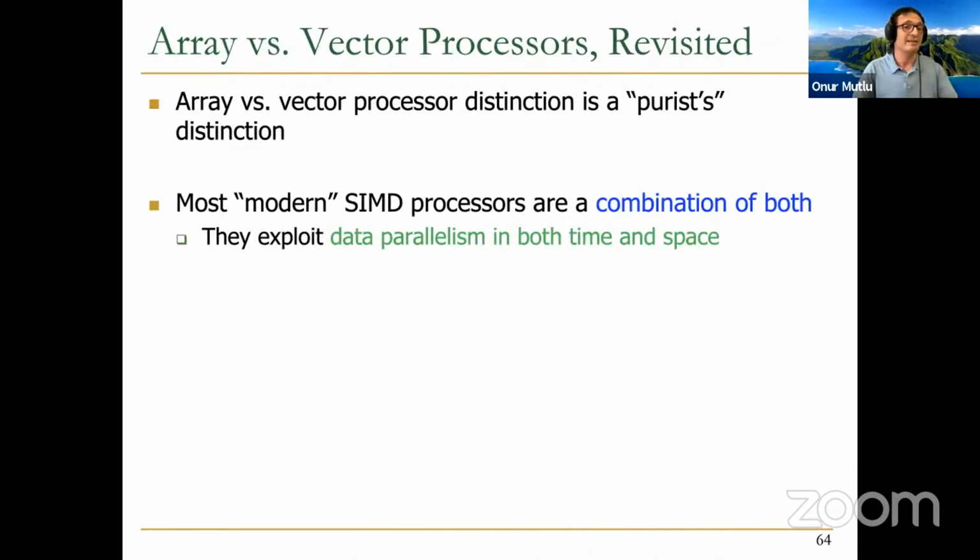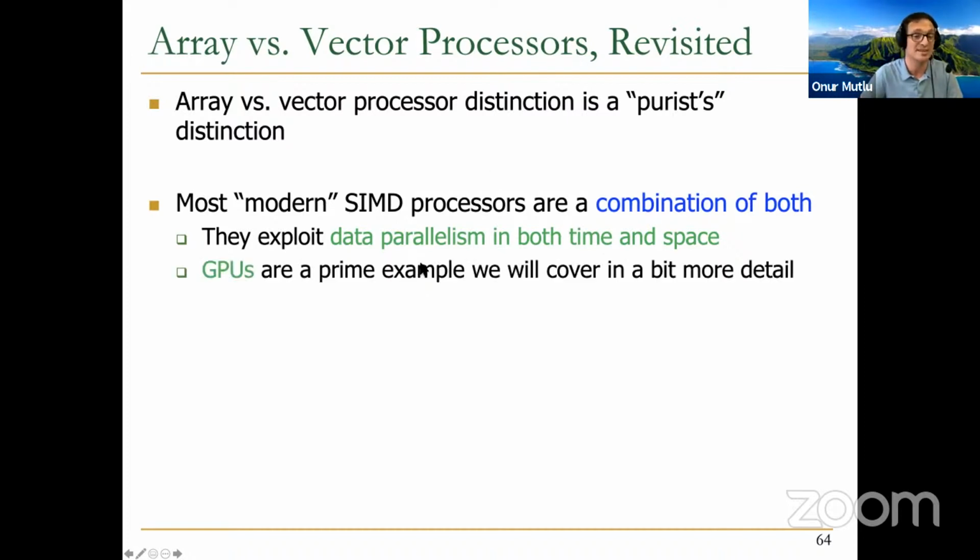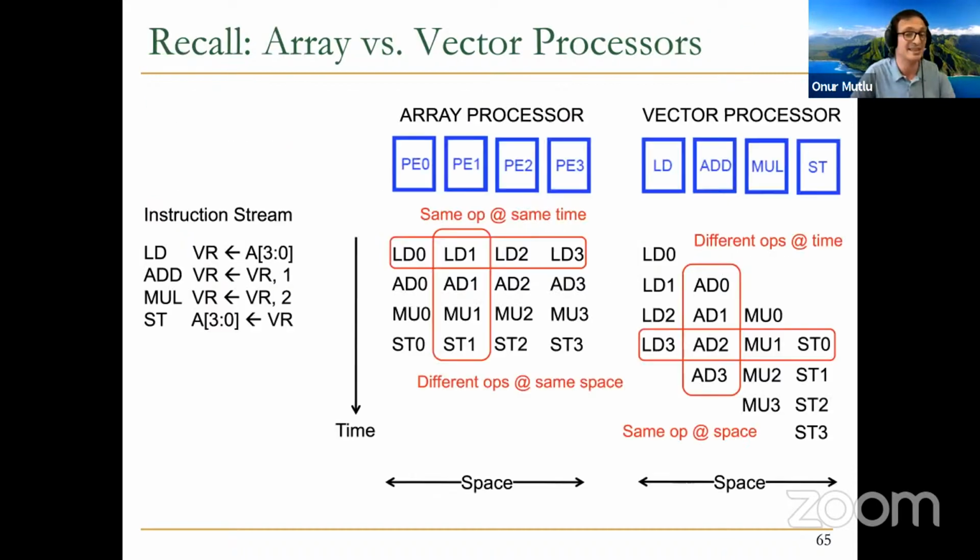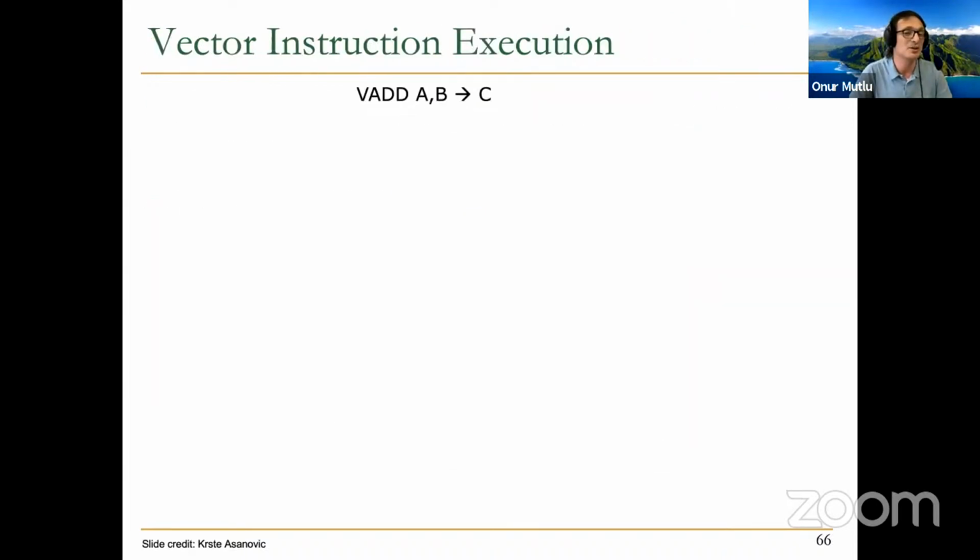But basically, array versus vector processor distinction is a purist distinction. And most modern SIMD processors are a combination of both, as I said earlier. They exploit data parallelism in both time and space. And GPUs are a prime example we will cover in a bit more detail in the next lecture. Remember, these were the array versus vector processors, but GPUs are actually more like this, basically.